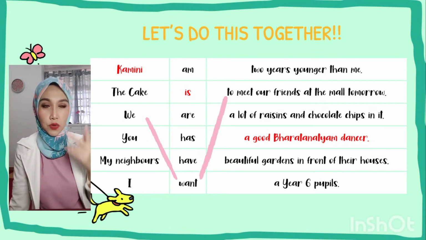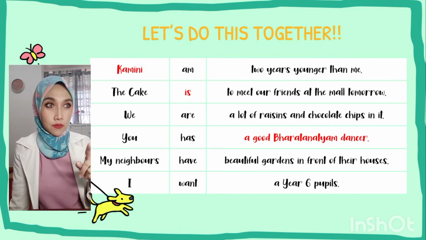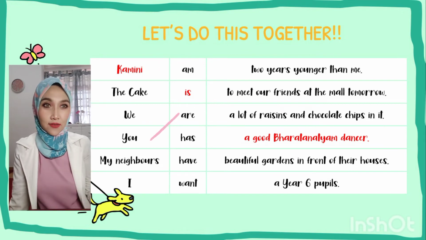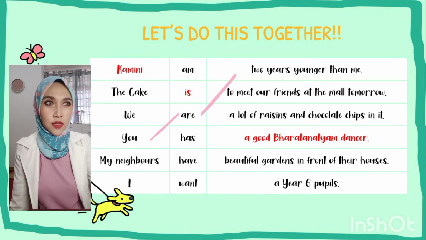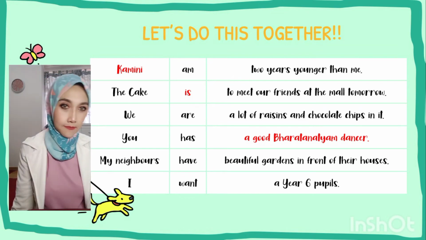Correct. All right. You, remember, this is an indefinite pronoun. So we use what? Plural subject, right? Plural verbs, right? So you are. Yeah, you are 2 years younger than me. You are 2 years younger than me. Okay, sounds correct. Good.